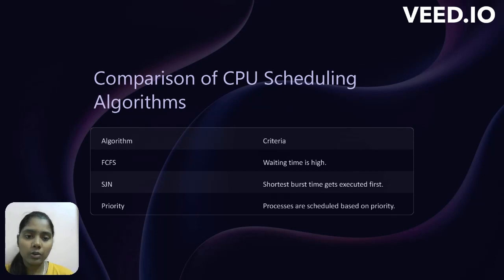Comparison of CPU scheduling algorithm and criteria. FCFS wait time is high. In SJN, short burst time gets executed first. In priority, processes are scheduled based on priority.